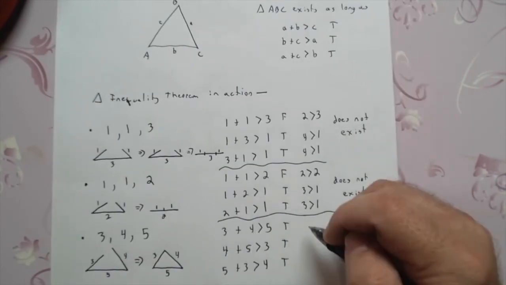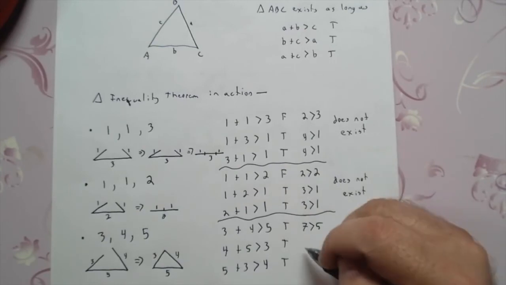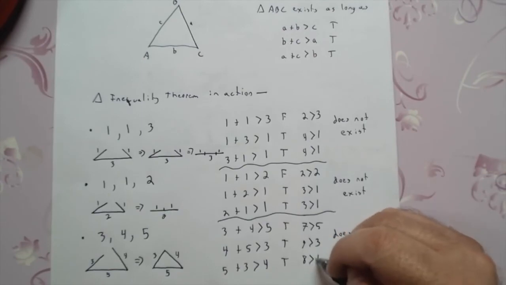So that's why this last example works. If I take 3 plus 4, that's 7. 7 is definitely bigger than 5. If I take 4 plus 5, that's 9. That's definitely bigger than 3. If I take 5 plus 3, that's 8. That's definitely bigger than 4.